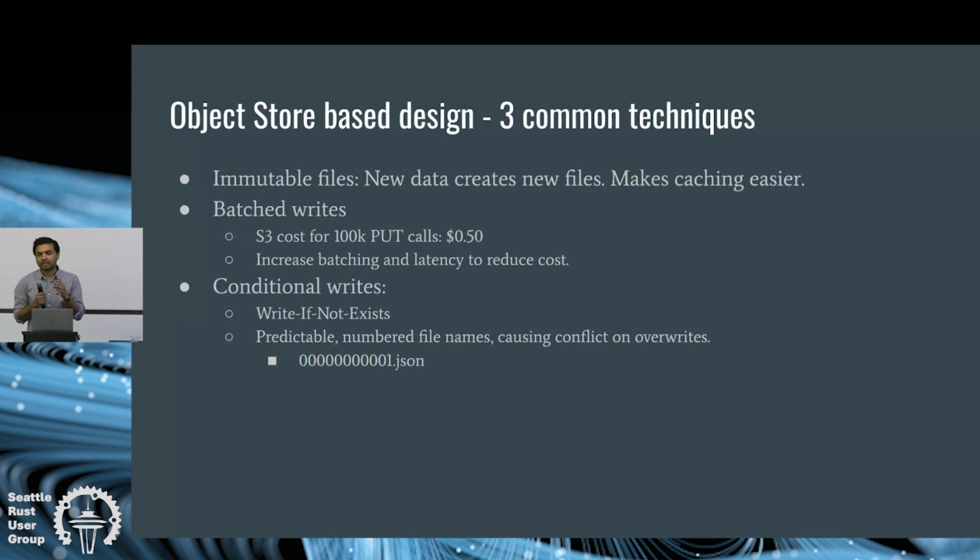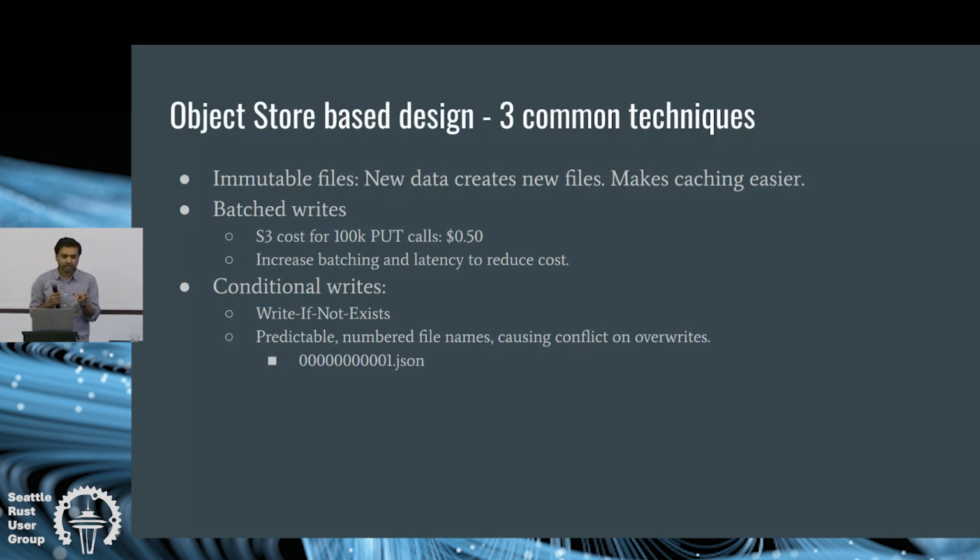When you look at this, there are three common techniques that are used across all of these designs. One of them is immutable files. Files once written are never changed, and new data creates new files. The second is batched writes. I talked about this for a little bit. Put API calls are some of the API calls that are most expensive. You can increase the batching, and then with that, you reduce the cost.